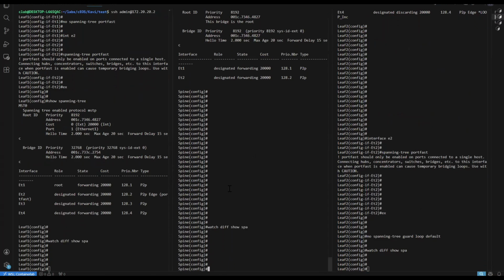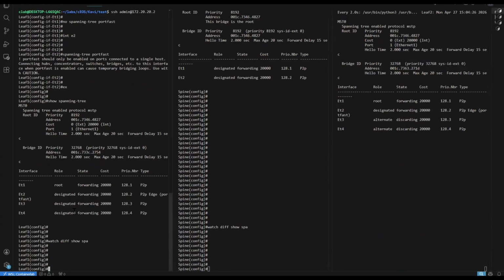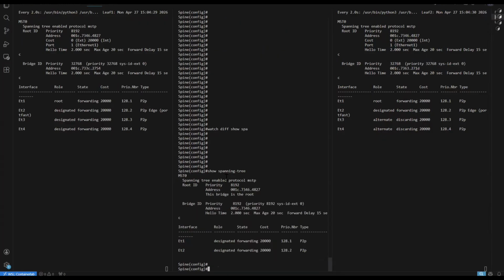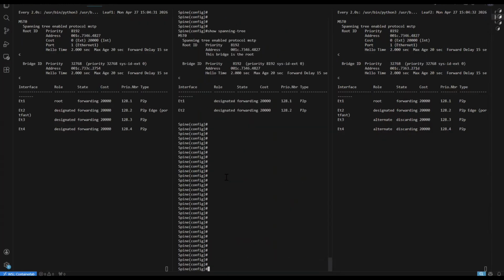So right now, all the switches are running spanning tree. Let me do the watch command again. Let me go to show spanning tree on the spine. Right now, if you see, all the switches are running MSTP. You can see that clearly here: MSTP, MSTP, MSTP. So now I'm going to configure RSTP on the spine. The spine will be running RSTP and the leaves will be running MSTP.